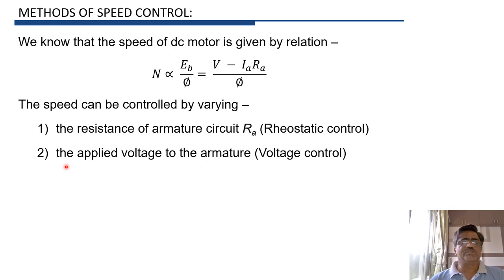Or we can change the voltage applied, that is V. So by changing this voltage V, we can control the speed N. So it is called the voltage control method.